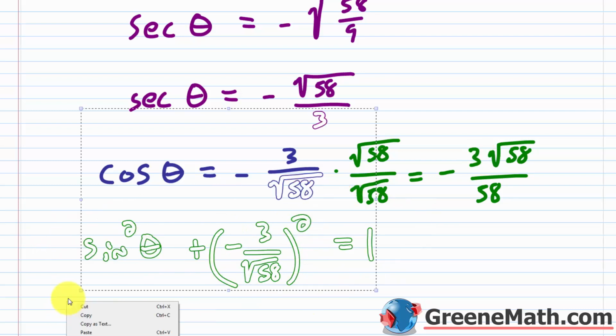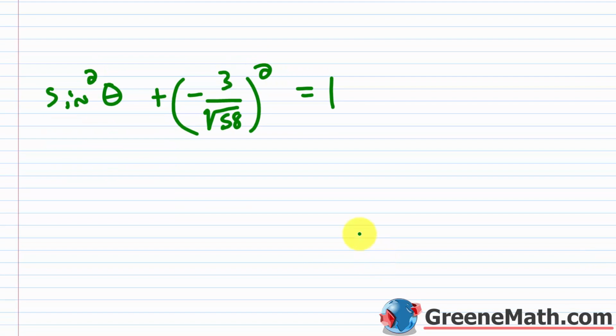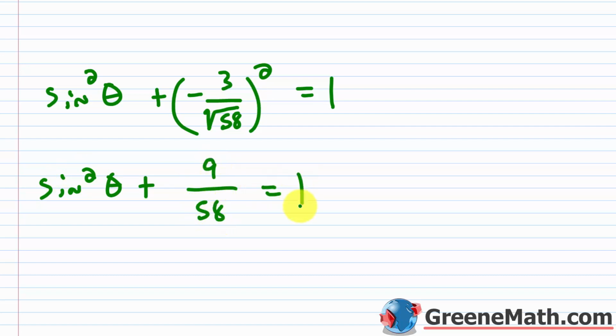Let's copy this because we're going to run out of room. Go to a fresh sheet here. And let me erase this. We don't need that. And scroll down a little bit more. So if I square this, let's just go ahead and put sine squared theta plus. If I square this, I'm going to get positive, of course, 9 over 58. And this equals 1. So all I got to do is subtract this away from each side of the equation. So I'll have sine squared theta is equal to 1 minus 9 over 58.